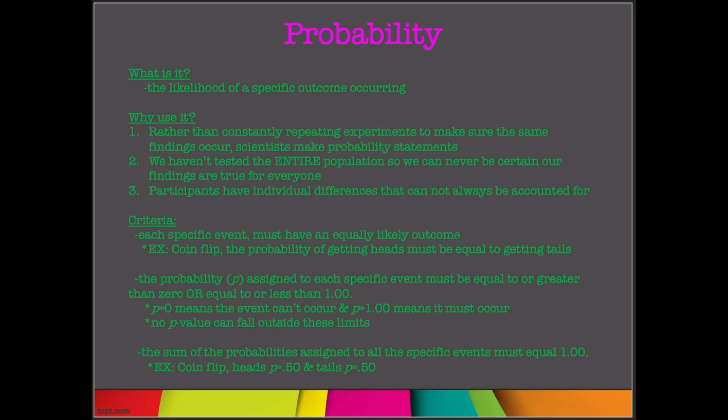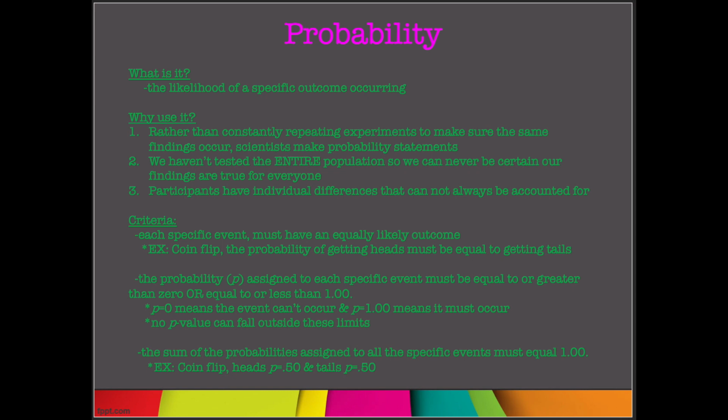Okay, so probability is the likelihood of a specific outcome occurring. And the reason that we use probability is so that we don't have to constantly repeat the experiment to make sure the same findings occur. We do replication. We want to repeat our experiments to make sure that the same findings occur. But what this is referring to is having to constantly.